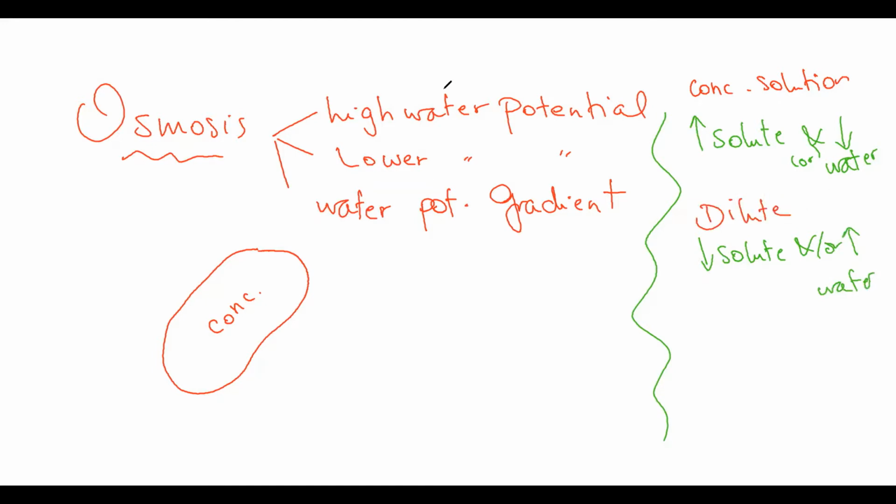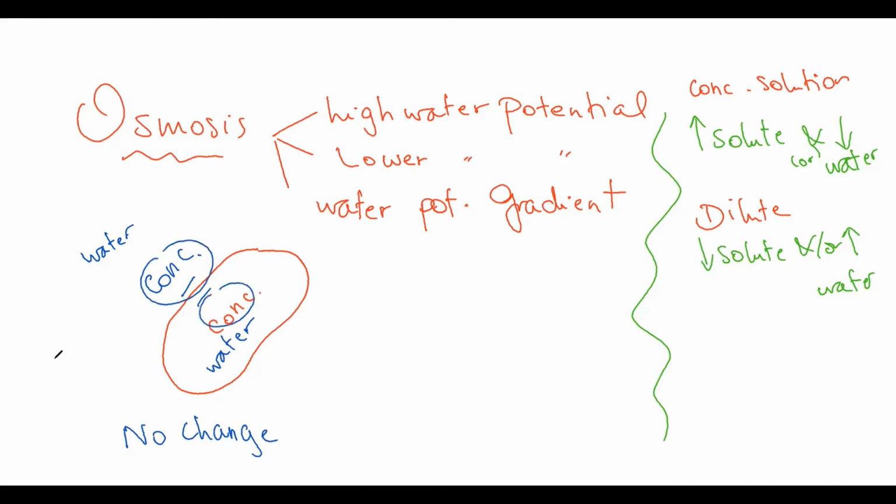But suppose I have the same concentration. If I have a certain concentration inside the cell, and in the medium outside I have the same concentration, it means that the amount of water here will be equal to the amount of water here. Will water pass from either side or no passage? No passage. It means that if water is not passing, there is no change in the size of the cell. And because the concentrations are equal, we call this the isotonic concentration.